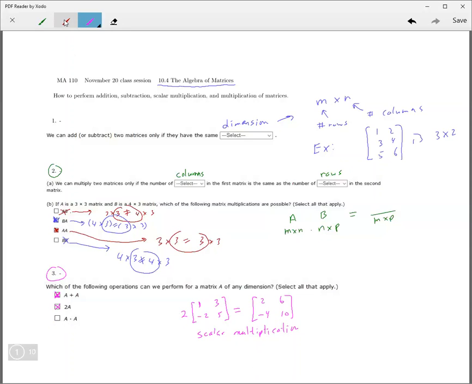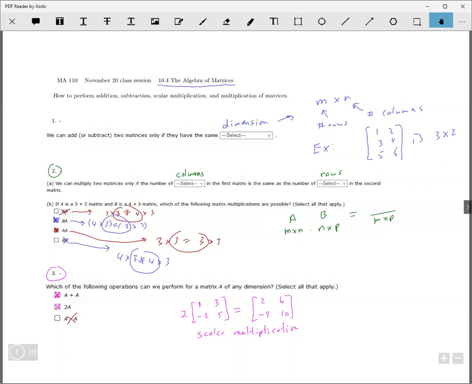Okay, let's see, A times A, that one is not going to necessarily work because here we have the same matrix. If the matrix is 4 by 3, you cannot multiply it with itself, because then those two middle ones are not equal. Okay, so just only the first two work.